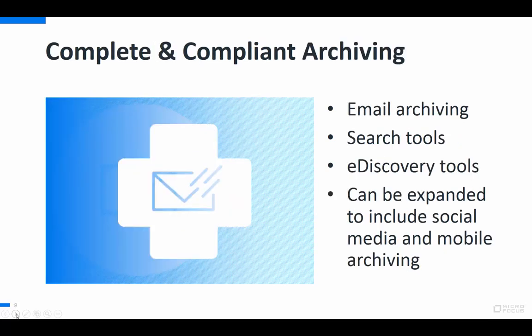And then finally, another piece of the enterprise messaging system is the archiving solution. I'll spend, obviously, the majority of today's time on that. What's included in enterprise messaging is the ability to archive your email. The email that is included in enterprise messaging is archived using the archiving solution, and that archive has built-in search and e-discovery tools, and it can be expanded to include social media and mobile archiving. So that's what we're going to mainly talk about today.